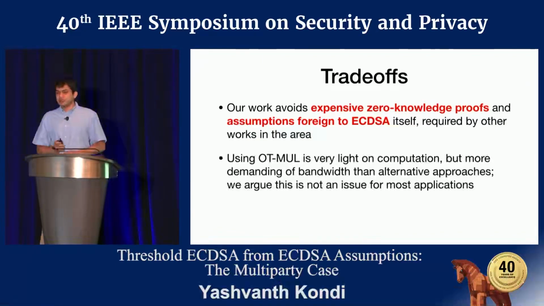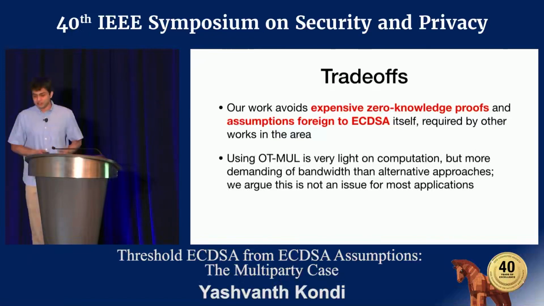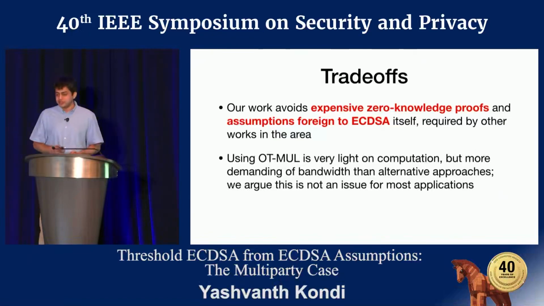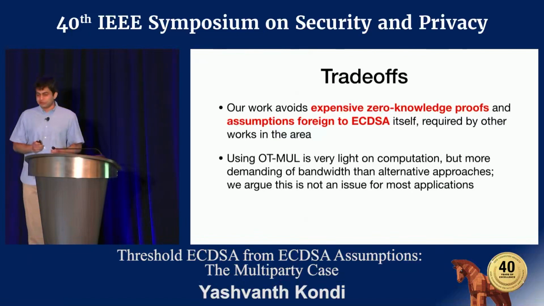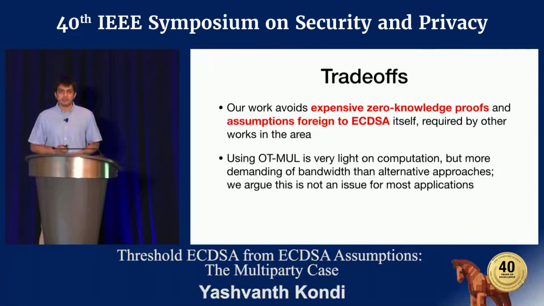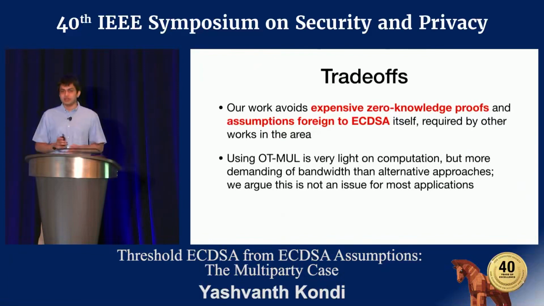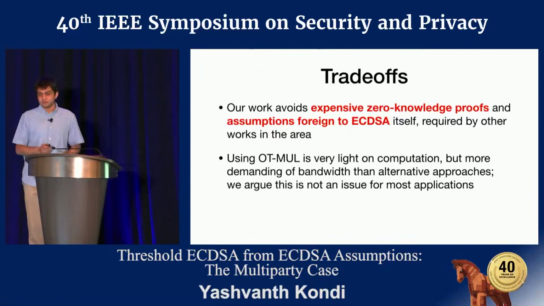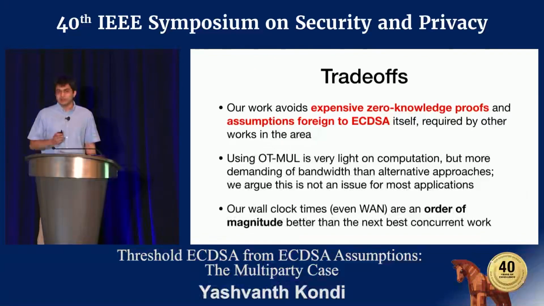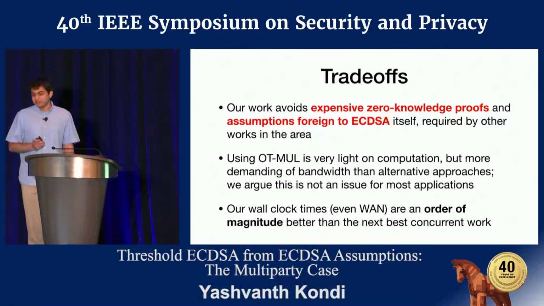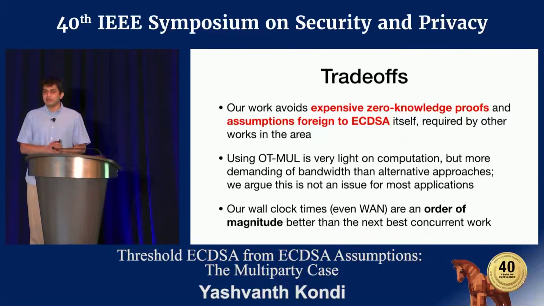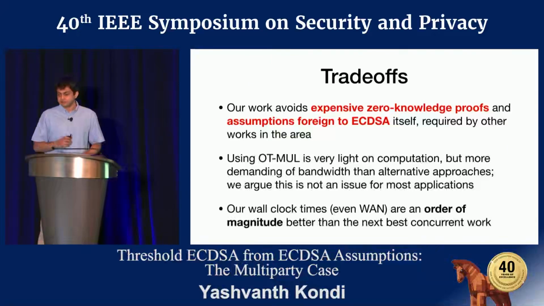And using OT-based multiplication, like I mentioned earlier, is pretty light on computation, but more demanding in terms of bandwidth, specifically more demanding than homomorphic encryption. But we show a couple of use cases to argue that this is not really an issue in practice. We implemented our scheme and benchmarked it and found that our numbers are pretty good. They're an order of magnitude better than the next best concurrent work.